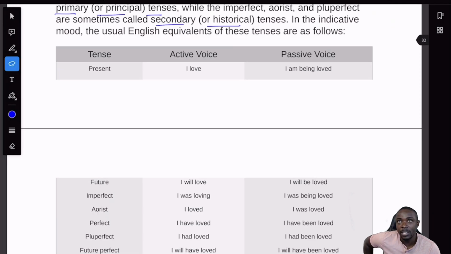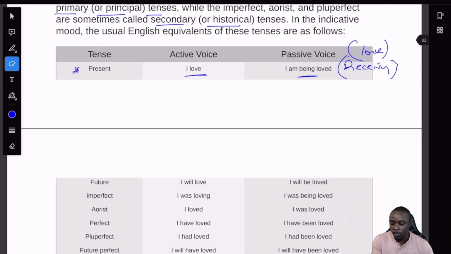So let's look at it a little bit more in depth, right? So first, you have the present tense. Now, we understand present tense in English, right? It's an active action. So I love or I am loving. I am the one that is doing the loving, right? In the passive voice, I am being loved, meaning I am receiving. I am the one receiving the love, right?